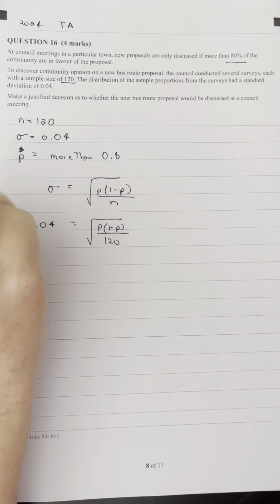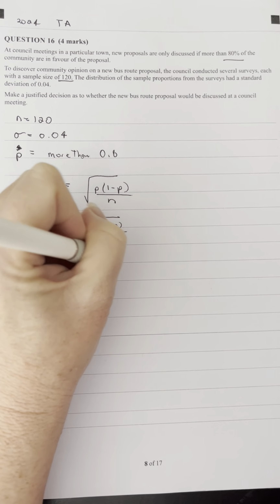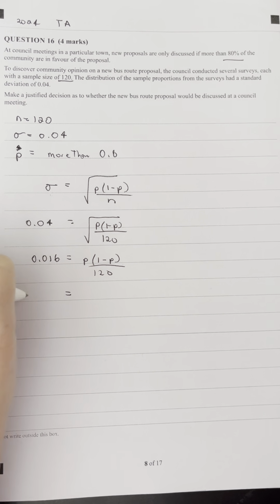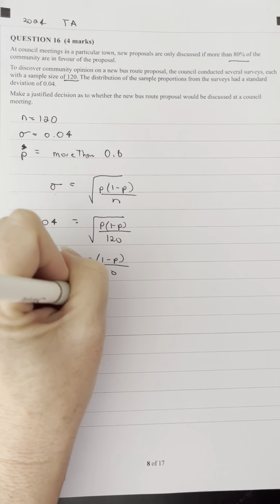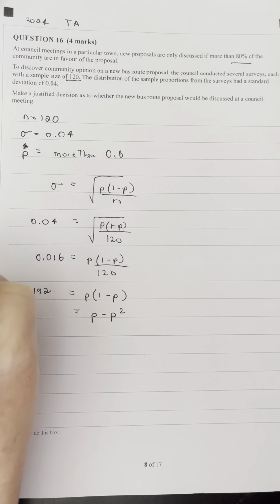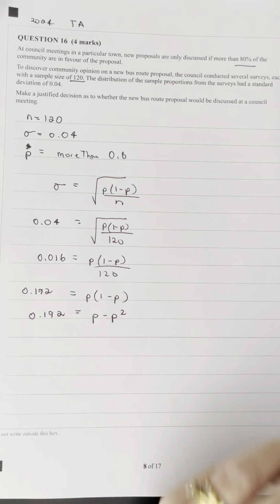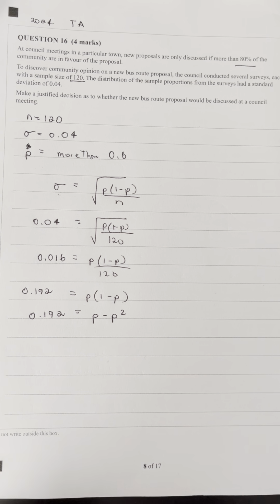First step, square that: 0.016 equals p(1 − p) over 120. Multiply through by 120, and we get 0.192 is p(1 − p). So we can write that as p − p² is 0.192. Now you could take that over to the other side and make it 0 equals that, but I'm just going to graph that as it is.